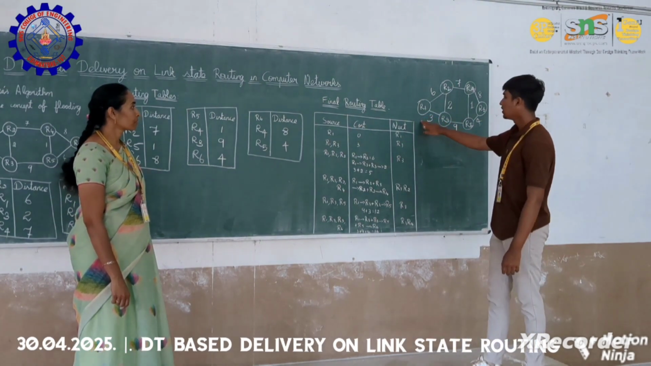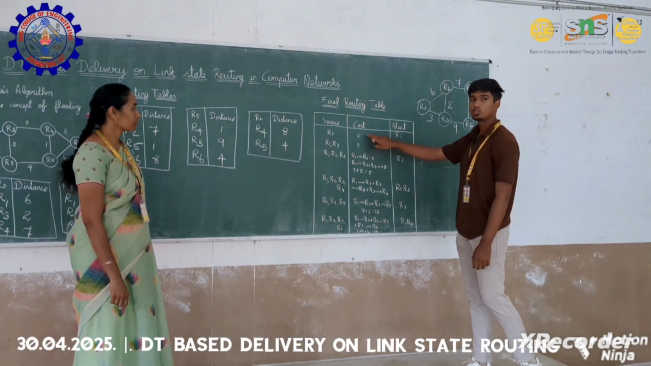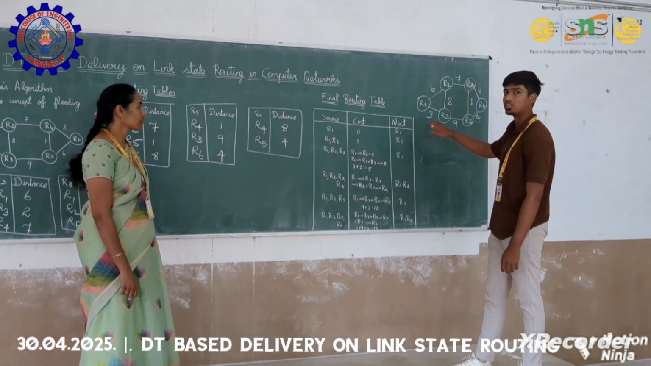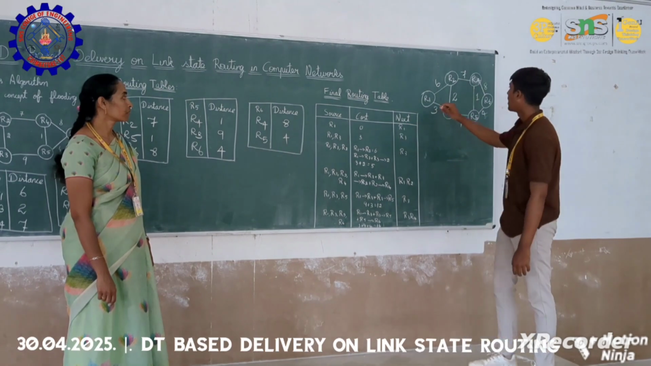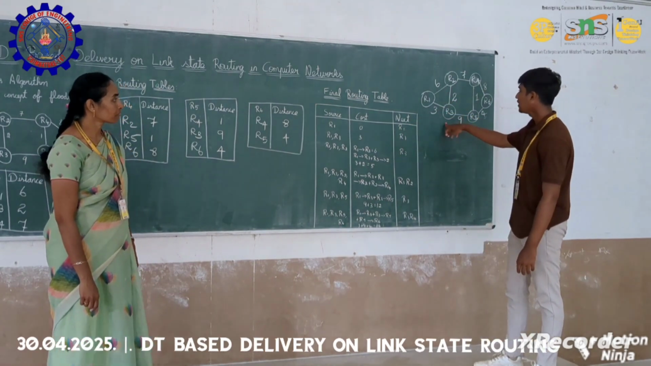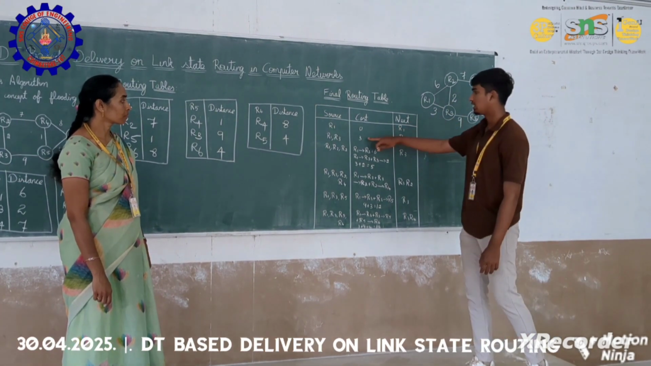Hence it is a self node, so it does not require any cost. So the weight of the graph doesn't need. We are going to find the source cost for R3. So from R1 directly we can see R3, so its weight, its cost, is 3.